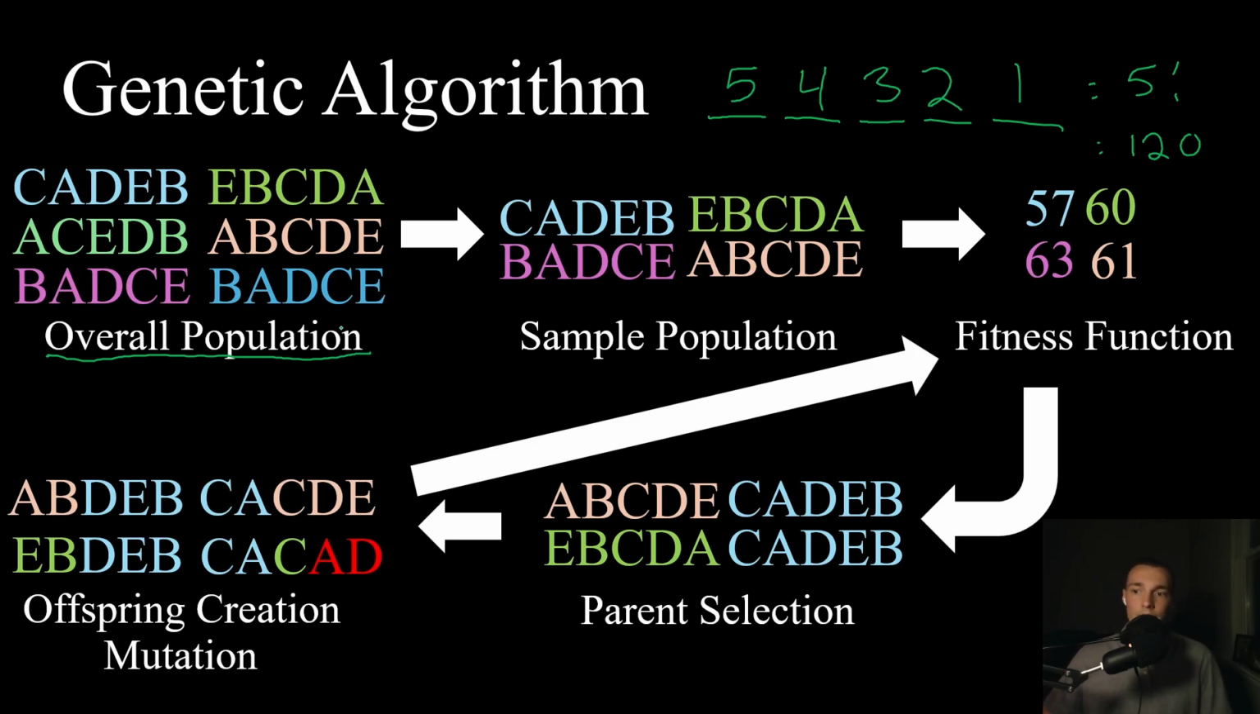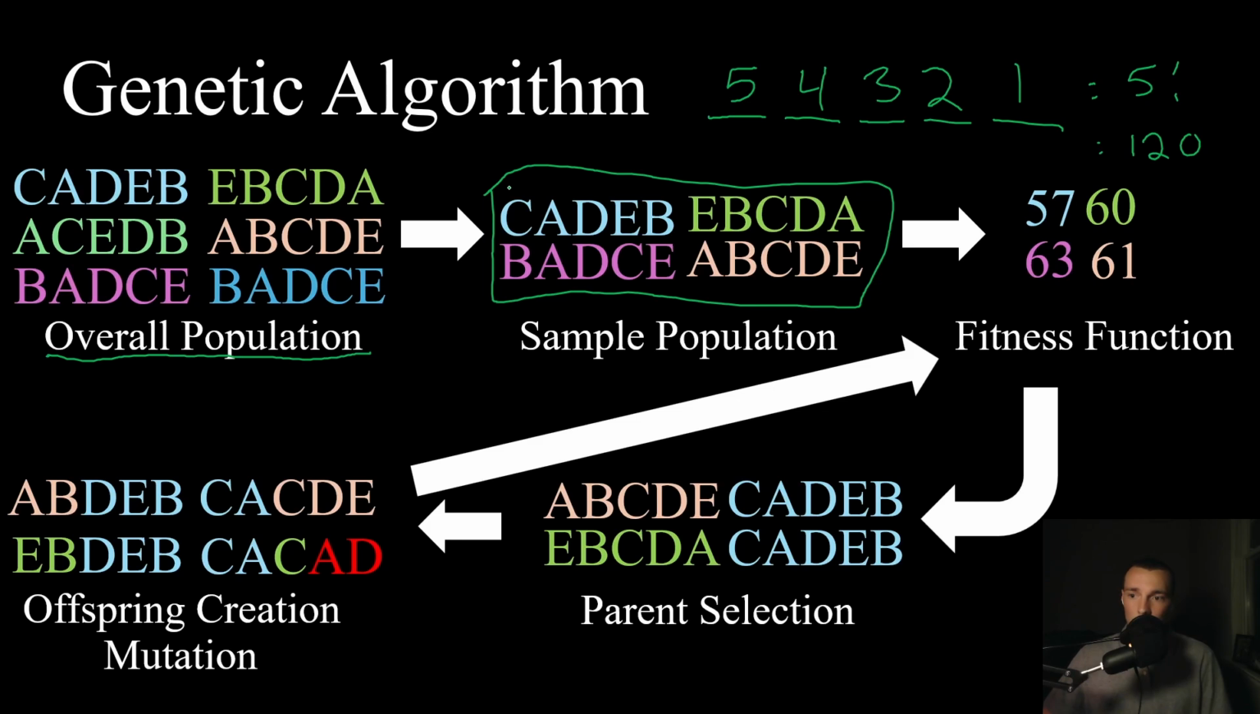The first step of the genetic algorithm is to create a sample population derived from the overall. So it's just a random batch of letters. So in our example, I only took 4 from the 120. So we have our 4 sequences here. These are possible candidates for the answer.